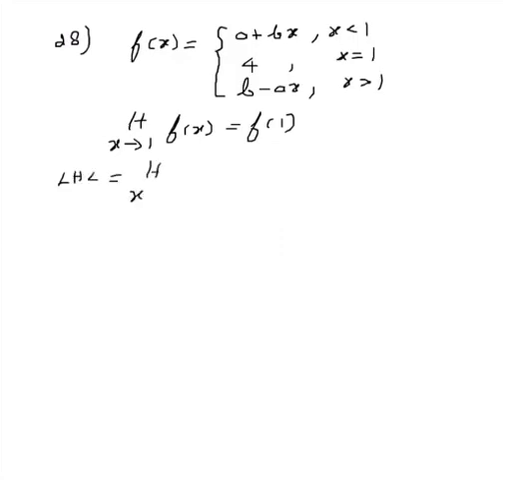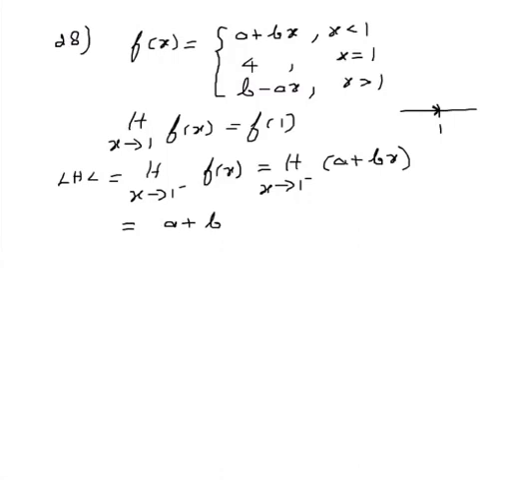LHL is equal to the limit as x tends to 1 minus of f of x. For 1 minus, we have to use the less than 1 definition, because x approaches 1 from the left side of 1, very close to 1 but on the left side of 1. So the less than 1 definition, which is a plus bx. This is a linear polynomial. Polynomials are defined for all real values, so it is defined at 1 also. Directly we can substitute the value 1. LHL is a plus b.